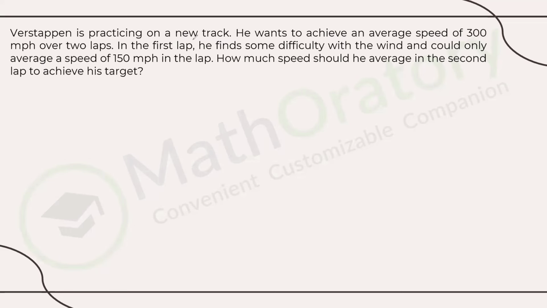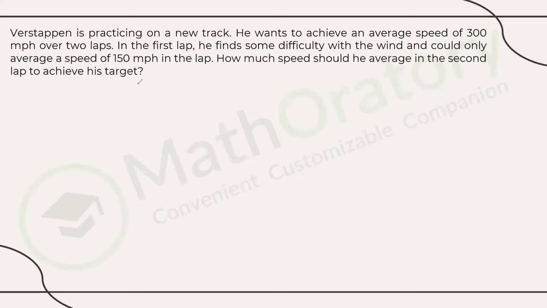Verstappen is practicing on a new track. He wants to achieve an average speed of 300 miles per hour. So we know the target that he wants to achieve, the average speed over 2 laps. In the first lap, he finds some difficulty with the wind and could only average a speed of 150 miles per hour in the lap. So first lap average speed is given. How much speed should he average in the second lap to achieve his target?